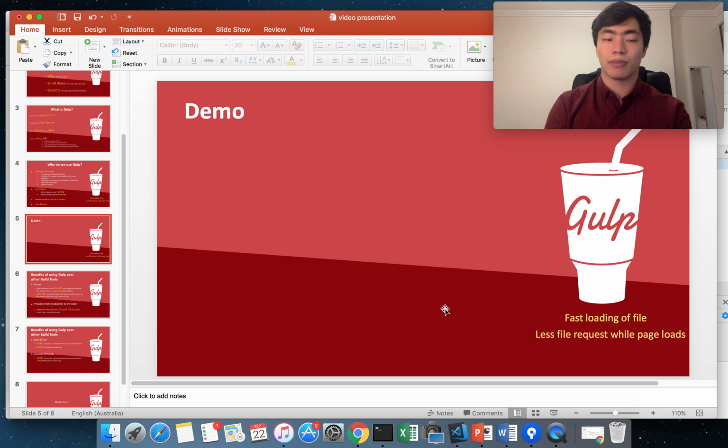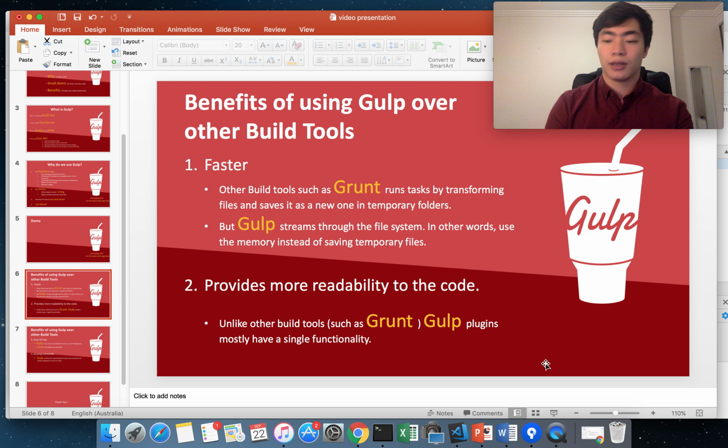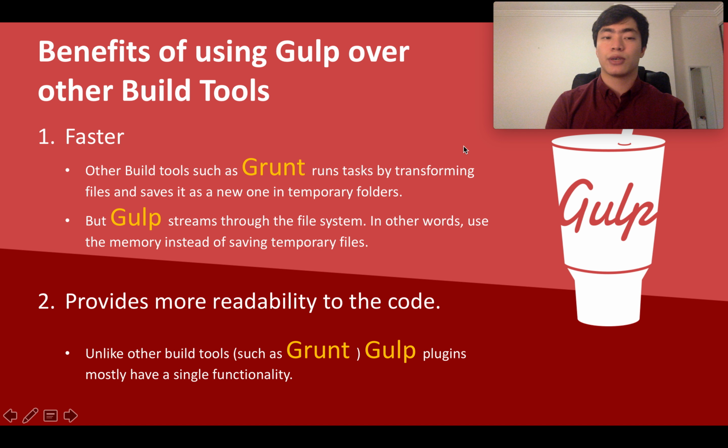So let's move on to the benefits of using Gulp over other build tools. It's way faster. Other build tools such as Grunt run tasks by transforming files and saving them as new temporary files. But Gulp streams through the file system, meaning that it will use the memory instead of saving temporary files. This removes input and output calls, which makes it faster. It also provides more readability to the code. This is because unlike Grunt, Gulp plugins only have one functionality, so any plugin you see only does one thing, so you know what you're doing, and it's very easy to read.